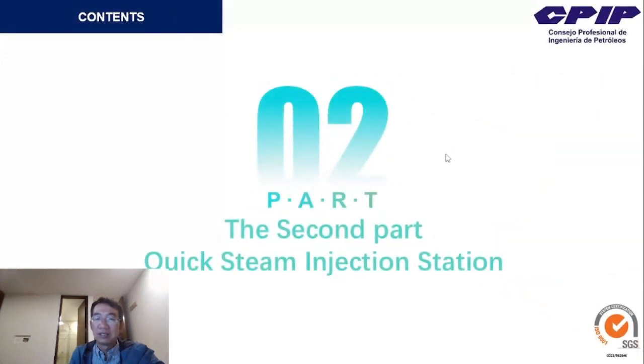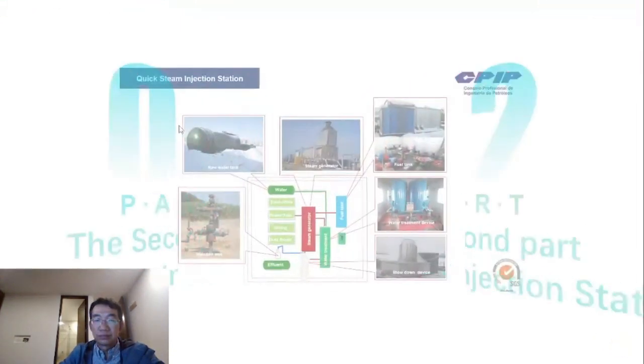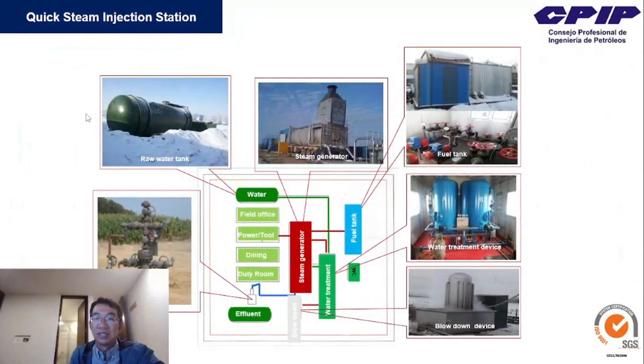The second part, the mobile steam injection station. It consists of the following. The first one is the water tank, and the second one is the steam generator. The third one is the fuel tank. The fourth one is the water treatment device and the blowdown device. And the last one is the injection well.